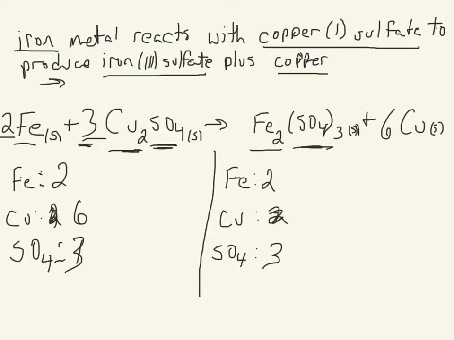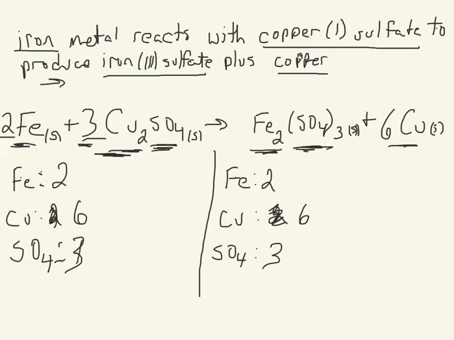Now that gives me 6 coppers. And so therefore now we have a balanced equation, because we have 2 Fe's, 2 Fe's. 6 coppers, so 3 times 2, 6 coppers. We have 3 SO4s, because this big 3 applies to everything through the compound here. And we have 3 SO4, so that little 3 outside the brackets applies to everything in. So that gives us 3 again, and 3. Therefore we have a balanced equation.